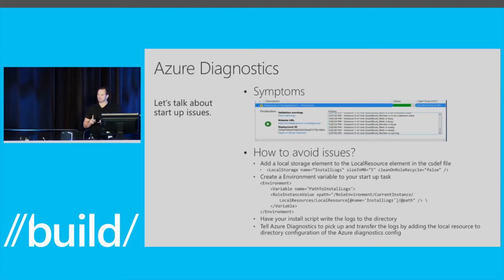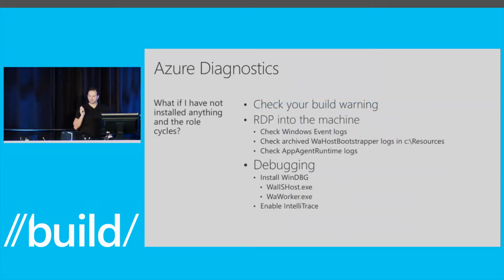Those are very high-level steps: you need to add a local storage element to your CSDEF file. You also need to create an environment variable that actually contains the path to your log directory. And then the last step is you need to tell Azure to collect the logs from that directory and transfer them into storage. It's a very simple 3-step rule, and I can show you how to do this. And I think today we're also going to have a blog announcement that goes live that shows you exactly how to do this.